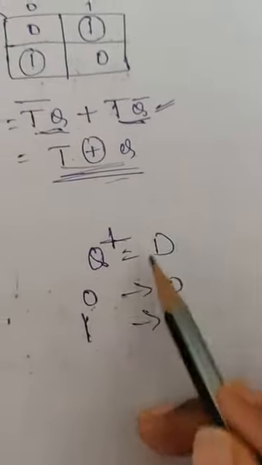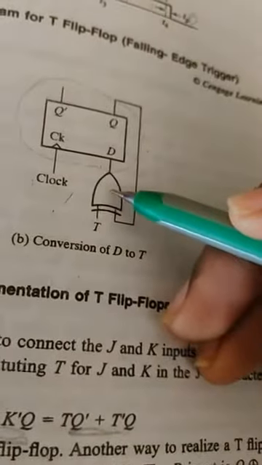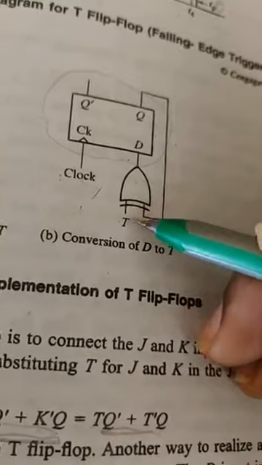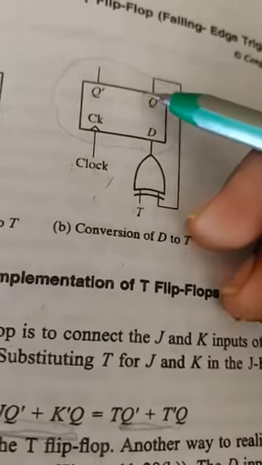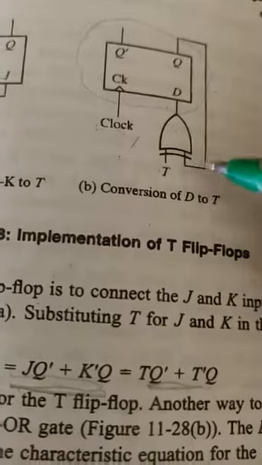So the next state will be the input state. If you pass 0, that will be the next state. If you pass 1, that will be the next state with respect to D flip-flop. So I am just connecting an exclusive OR gate with one input as T, other input from Q, to convert this D flip-flop to T flip-flop.